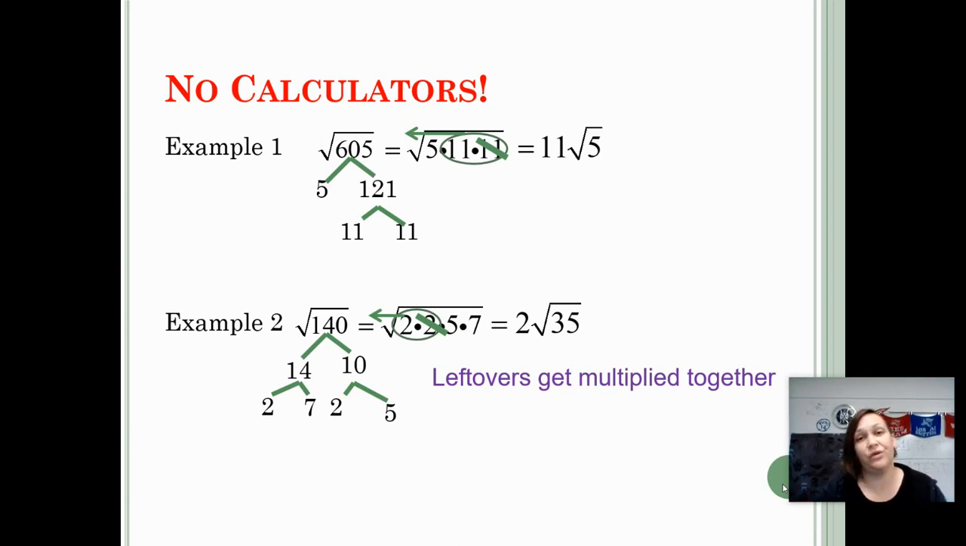The same thing is true if you have more than one number that gets out of the radical. So if you have like 2 numbers, like maybe a 2 and a 3 escaped, then you can multiply the 2 and the 3 together and you would have a 6 on the outside. So if you have more than one number that gets out of the radical, those also multiply together. Everything is multiplying.